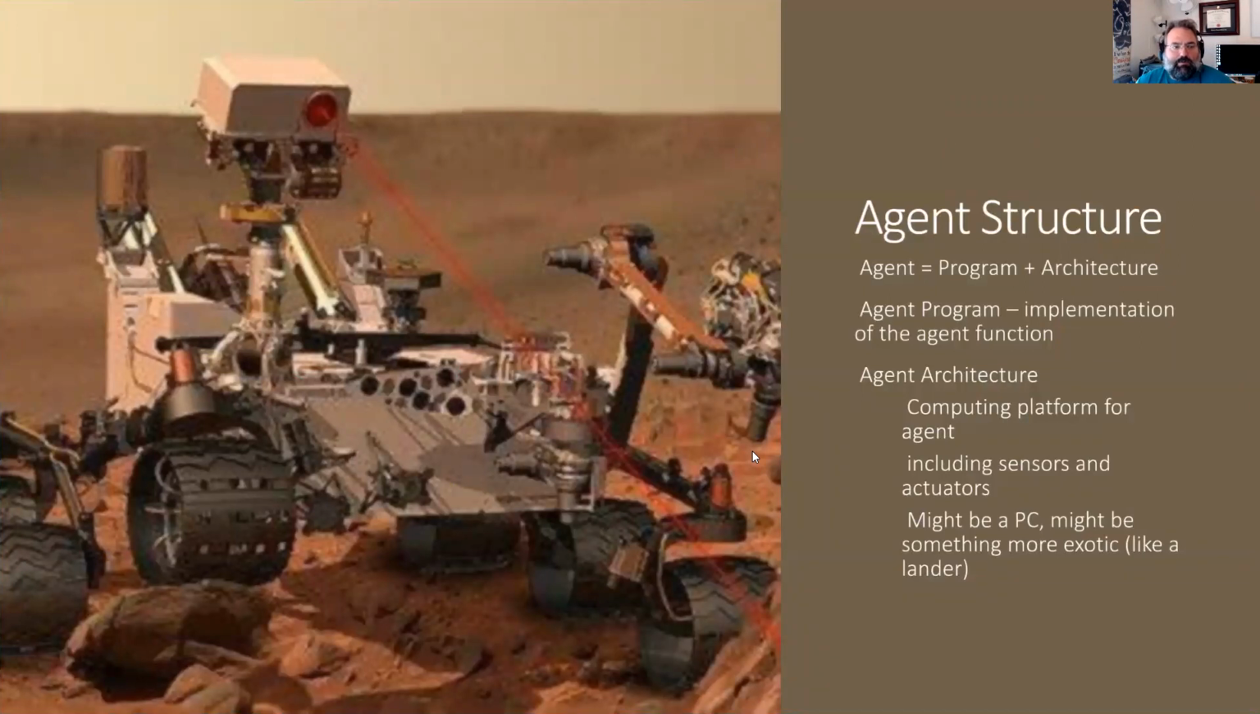A good example of a true agent is a Mars rover, right? It's a significant delay time away from us, so we don't always have access to it. So it has to be very independent.